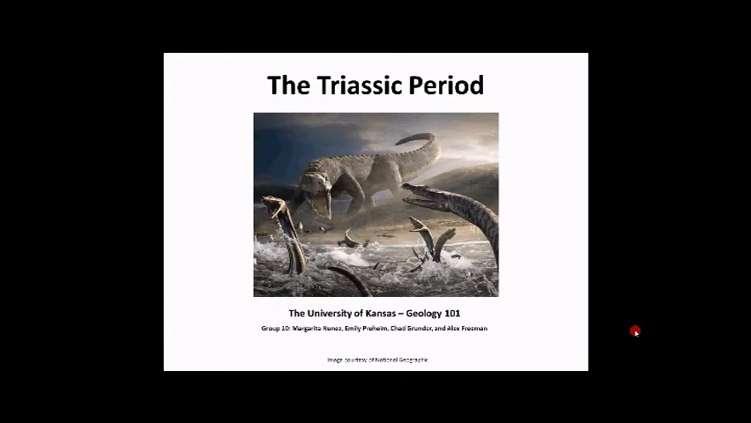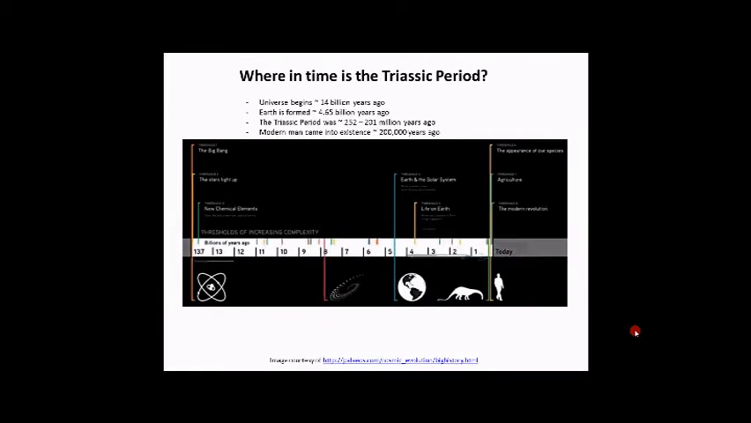This can be hard to visualize, so let's use some timelines to get a better idea of when exactly we are talking about. This timeline encompasses the entire presently accepted timeline of the universe. The universe began approximately 14 billion years ago here. This is the formation of the Earth, which was approximately 4.65 billion years ago.